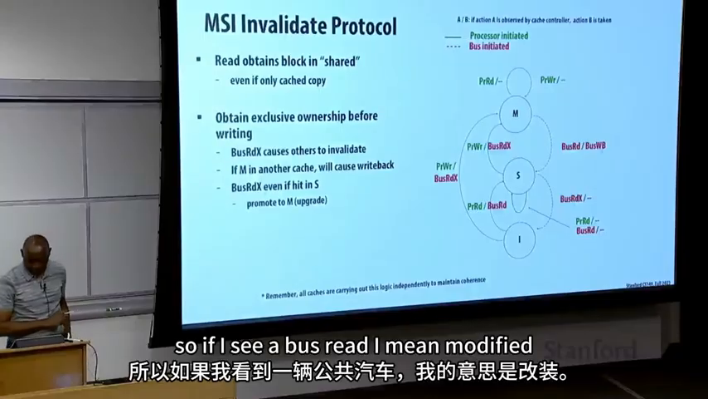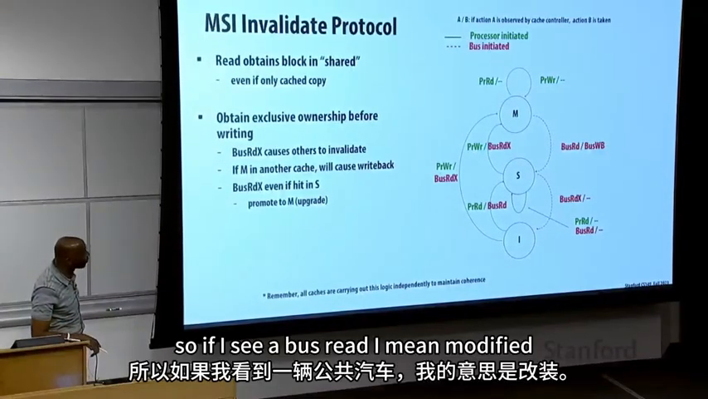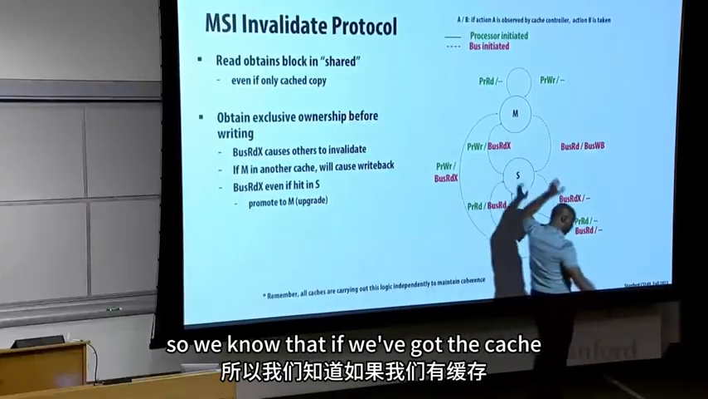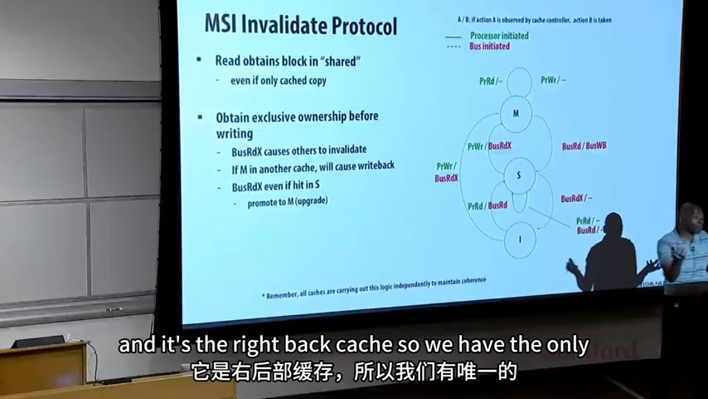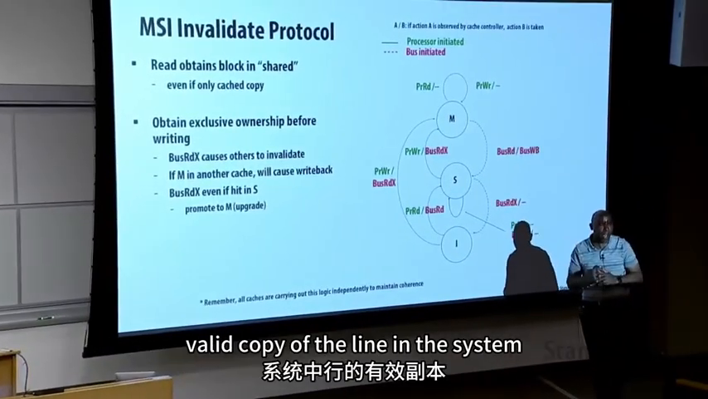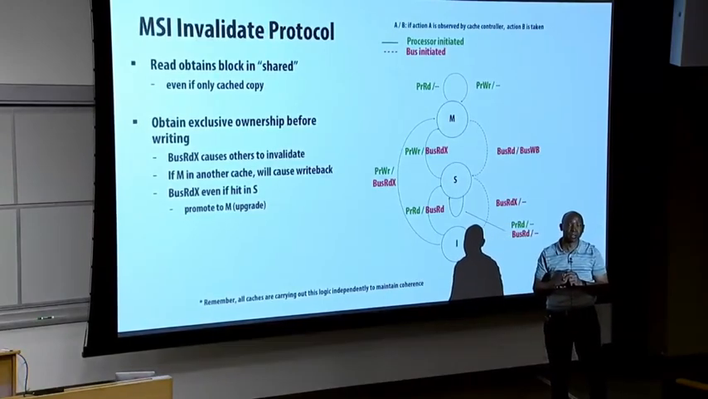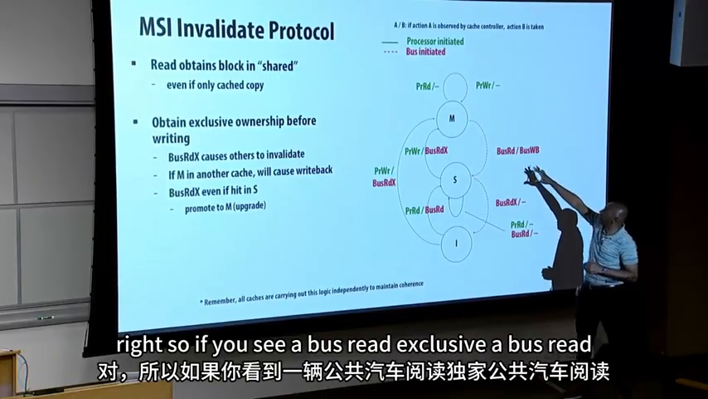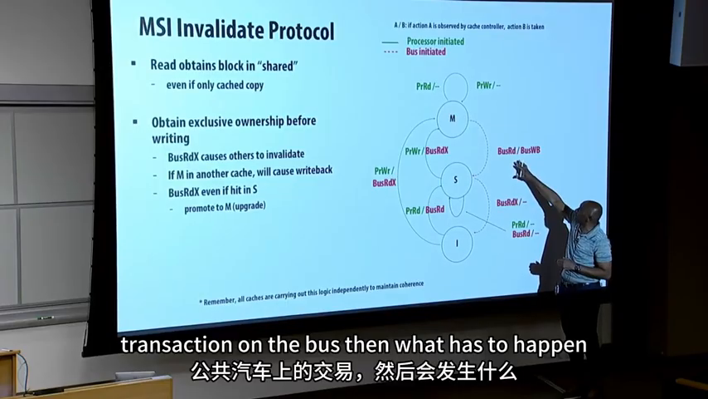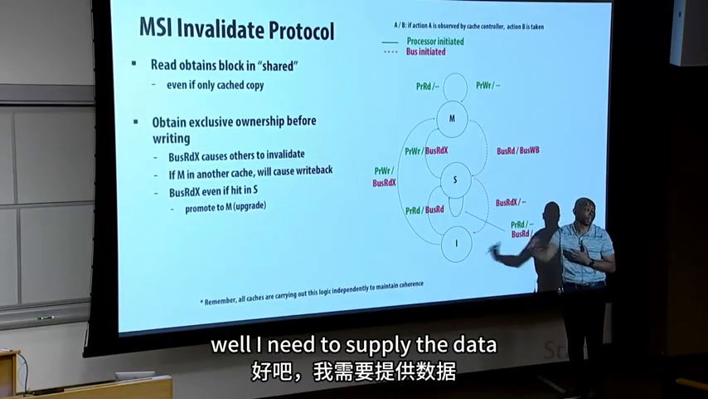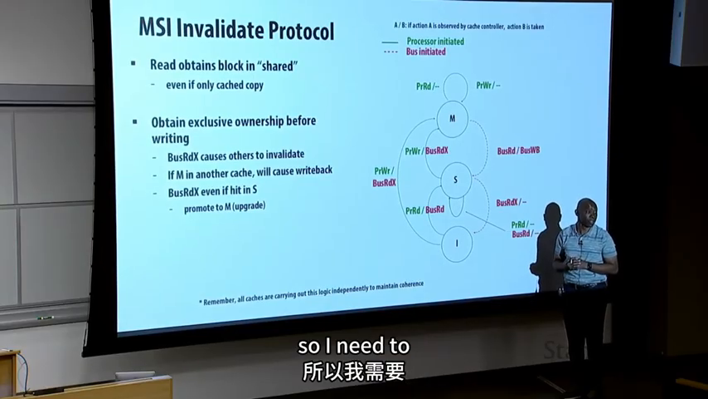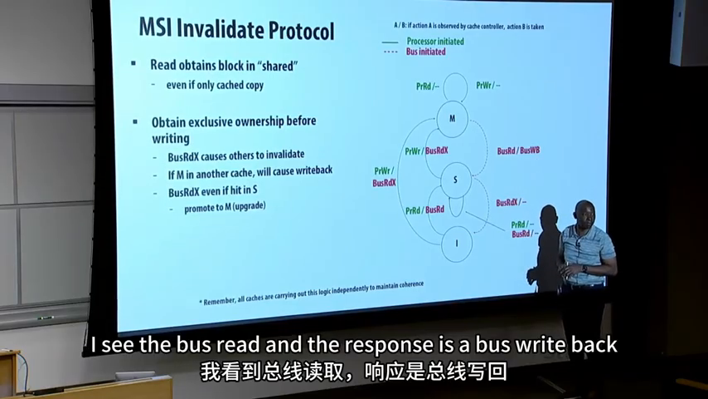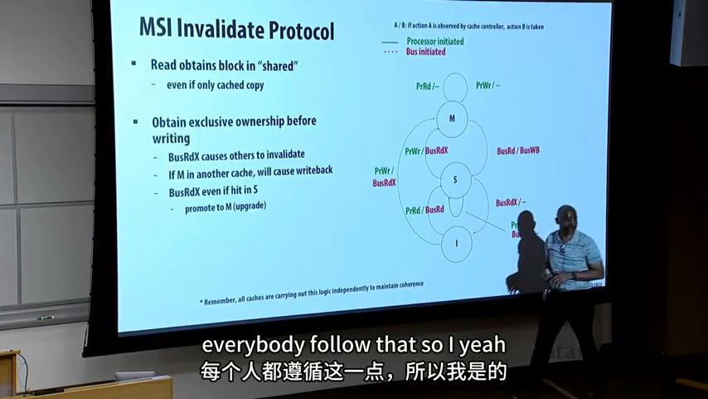All right, so if I see a bus read and I'm in modified, what has to happen? We know that if we've got the cache line in modified state, and it's a write back cache, we have the only valid copy of the line in the system, right? So if you see a bus read transaction on the bus, then what has to happen? Well, I need to supply the data in my cache, right? So I see the bus read, and the response is a bus write back. Everybody follow that?